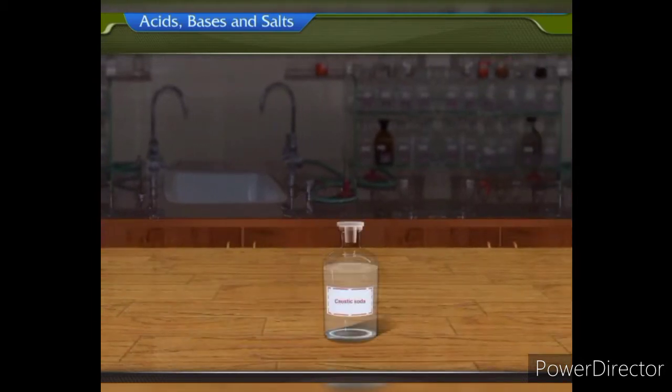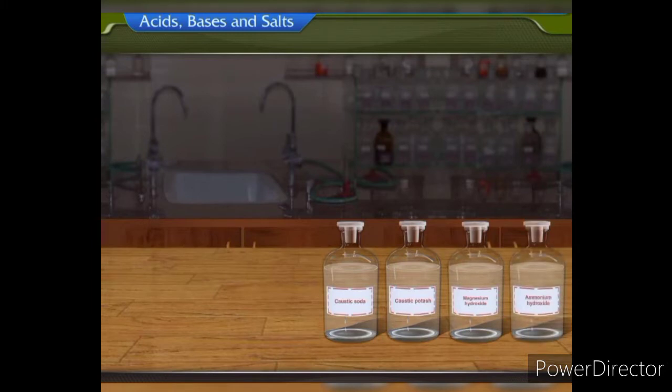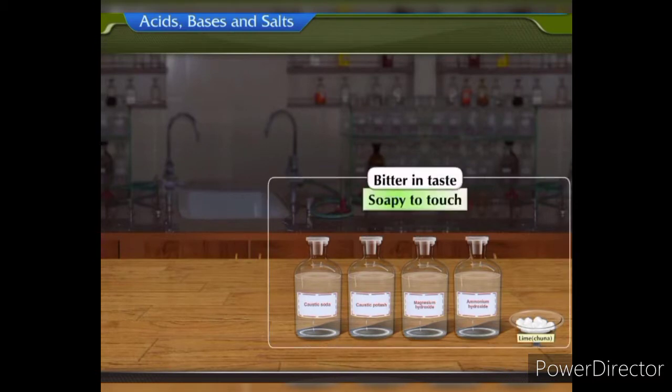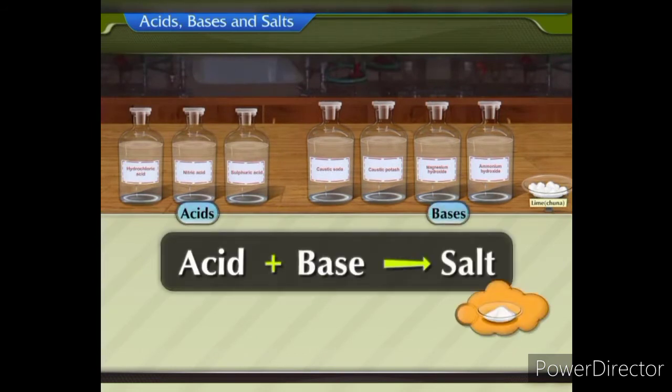Substances like caustic soda, caustic potash, magnesium hydroxide, ammonium hydroxide and lime, or calcium oxide, are bitter in taste and soapy to touch. They are called bases or alkalis. Acids and bases react to form compounds known as salts.